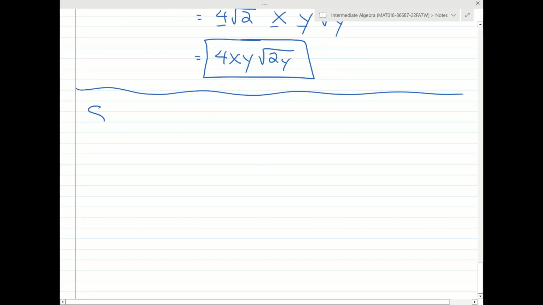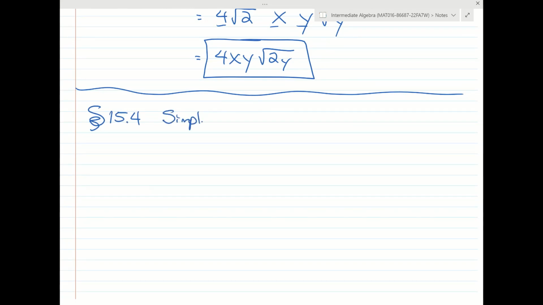Section 15.4 next. And this will be simplifying and dividing advanced radicals.